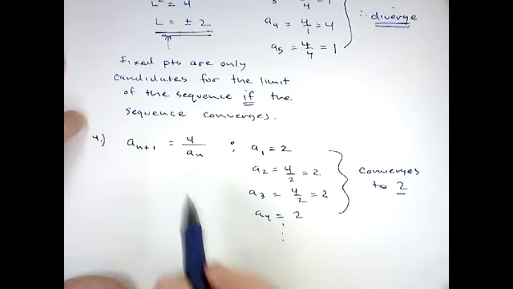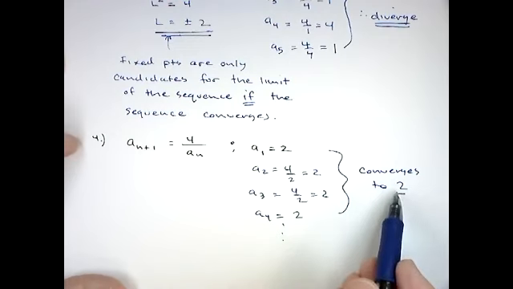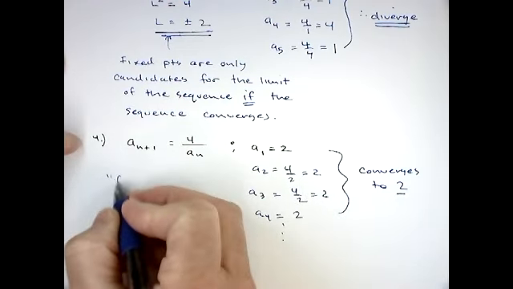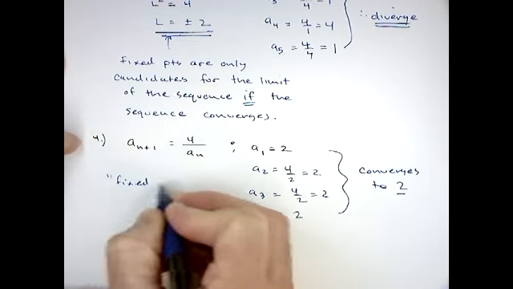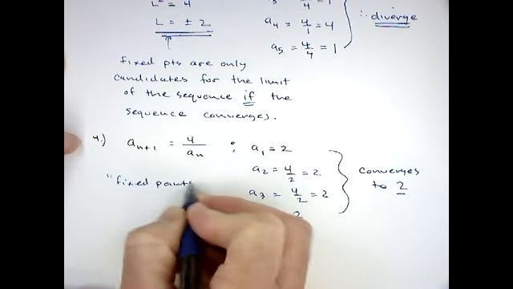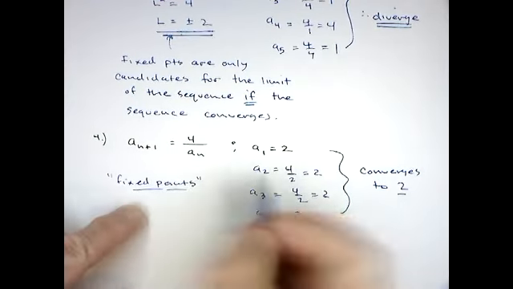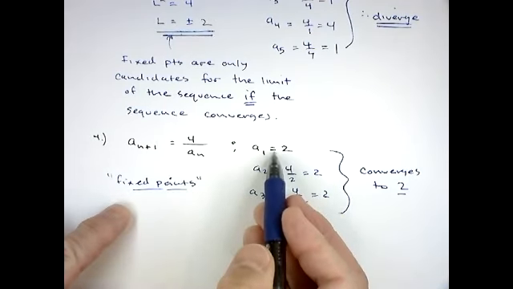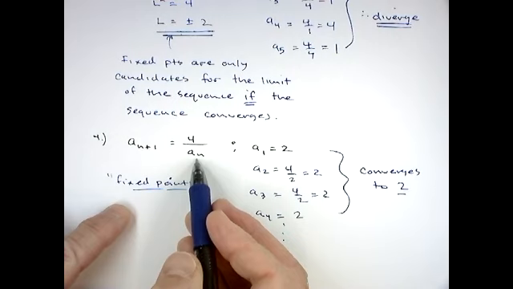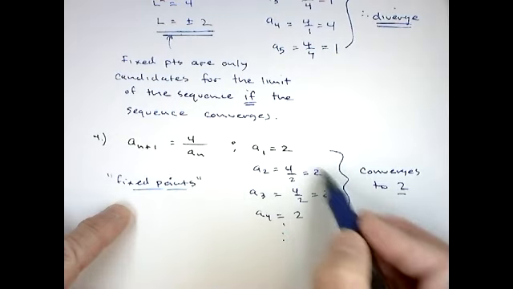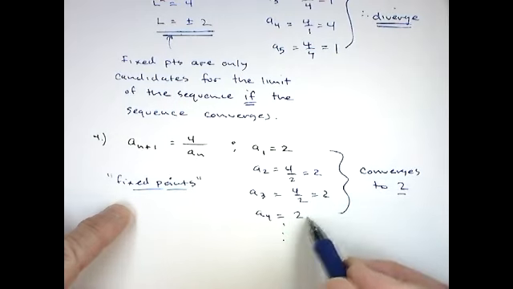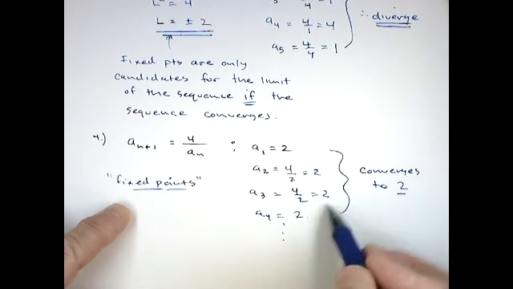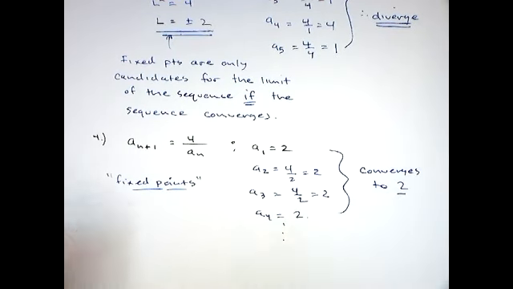Now, how would we know it converges to 2? Well, 2 was one of our fixed points. And maybe this gives a little more meaning to that term fixed points. The reason we give it that name is if you plug in one of your fixed points as a starting value, the terms you get are fixed. They're never going to change. All you're ever going to get is 2 if you start with the fixed point of 2.